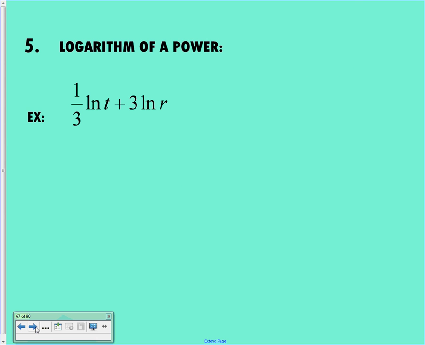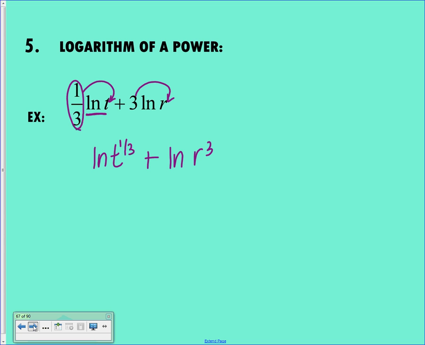And the last one is a logarithm of a power. What this one says is I can take a coefficient and move it to the back to make it a power. So 1/3 ln of t is the same thing as ln of t to the 1/3. It moves back to the one that it's attached to. Then I'd have the same idea with this 3, but the 3 would go back to the r. So that would give me ln of r to the 3rd. So a coefficient can get moved to the back as an exponent on the one that it is attached to. This one also had ln's instead of logs. The same properties hold for ln's and logs because they're all logarithms.